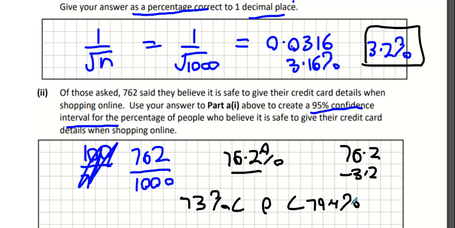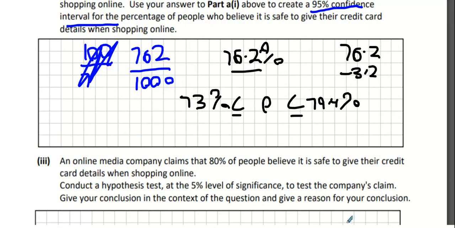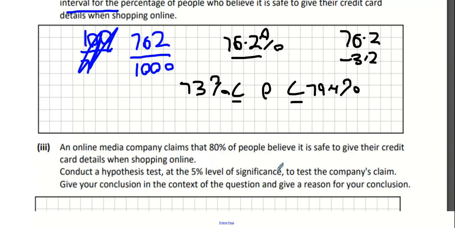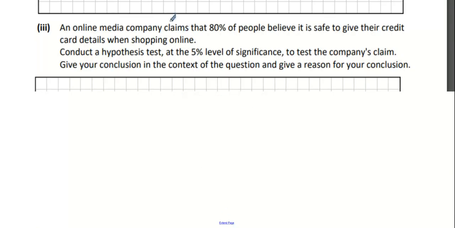Now, all right, now move on to the next question. An online media company claimed that 80% of people believe it's safe to give their credit cards online when shopping online. Conduct a hypothesis test, and so do a hypothesis test, and that's what we've been doing recently.